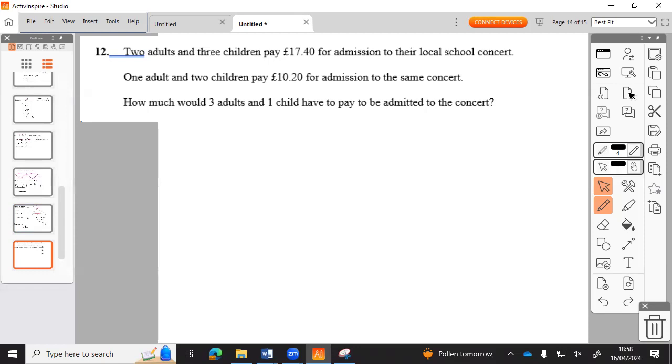Yeah, so long. All right, simultaneous equations. Some people love them, some people hate them. Just get good at them. All right, this is worth 4 marks again. So we're looking for 2 equations. Equation 1, 2 adults plus 3 children equals 1740.